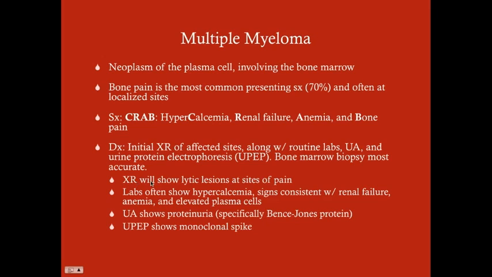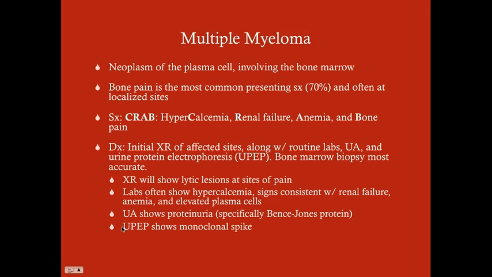What will we see with these labs? Well, the X-ray is going to show lytic lesions at the sites of pain. That's what's causing the pain. The labs should show hypercalcemia, which is due to the lytic process in the bones, as well as signs consistent with renal failure, anemia, and then elevated plasma cells. Your urinalysis will show a proteinuria, specifically that's a Bence-Jones protein, and then a urine protein electrophoresis would show a monoclonal spike in the gamma region.